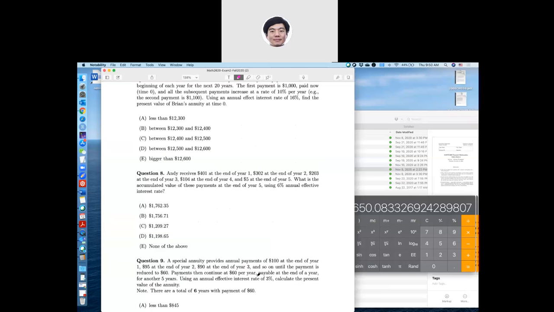Question 8 I can do because there are only 5 years. I mentioned more than once that if a question only has very limited payments, forget about any formulas, right? All you need to do is to draw the timeline, label the payments, and simply use the calculator. What do I want? I want an accumulated value, right? So this converted to the end is 401 times 1.06, 4 years. From 1 to 5, there are 4 years.